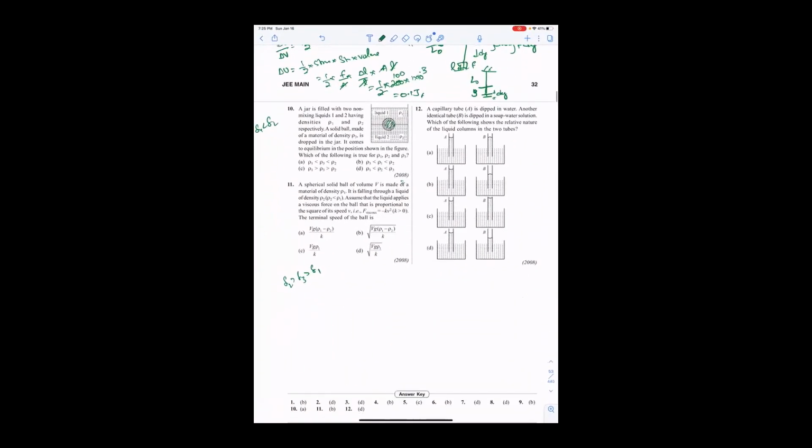11th one. A spherical solid ball of volume V is made of a material of density ρ1. It is falling through a liquid of density ρ2. Assume that the liquid applies a viscous drag on the ball that is proportional to the square. This is not the actual formula; he has changed the formula. Viscous drag, F viscous, is equal to minus kV square. The minus sign is there because it is opposite to velocity. When I'm directing the direction, there is no need to show the minus sign. So kV square is opposite to the terminal speed of the ball.